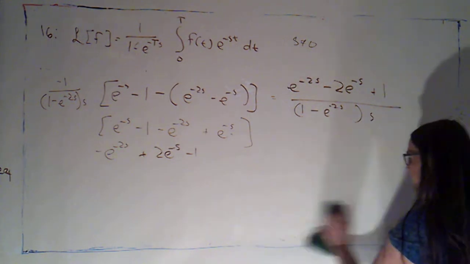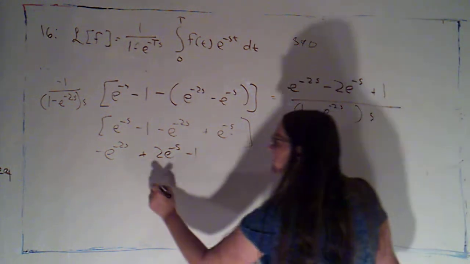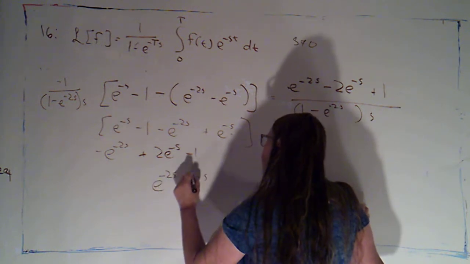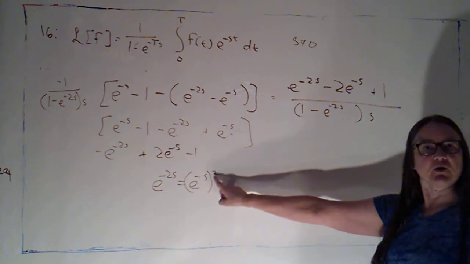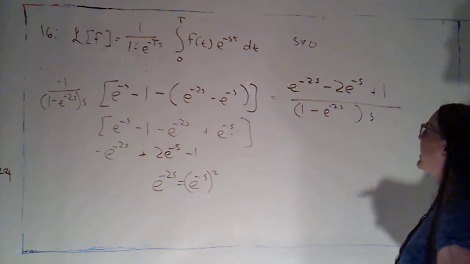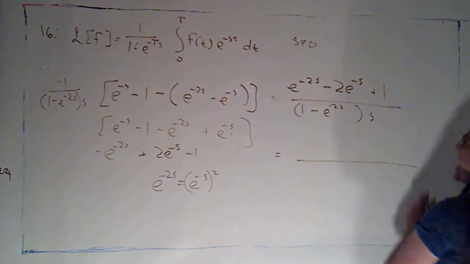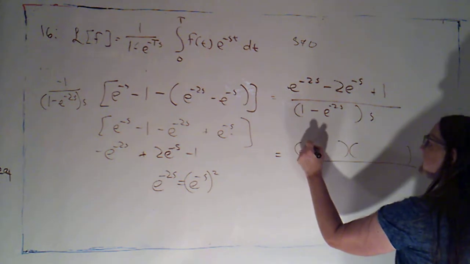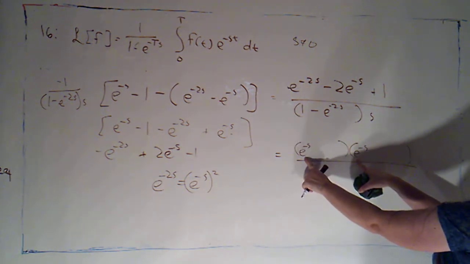Turns out this can be simplified a little bit more, okay? So I just want to remember that e to the negative 2s is the same as e to the negative s squared. Because remember, when you have a power to a power, you would just multiply the powers. So I can actually factor the top and the bottom here. The top is e to the negative s and e to the negative s. That's going to give me my e to the negative s squared.